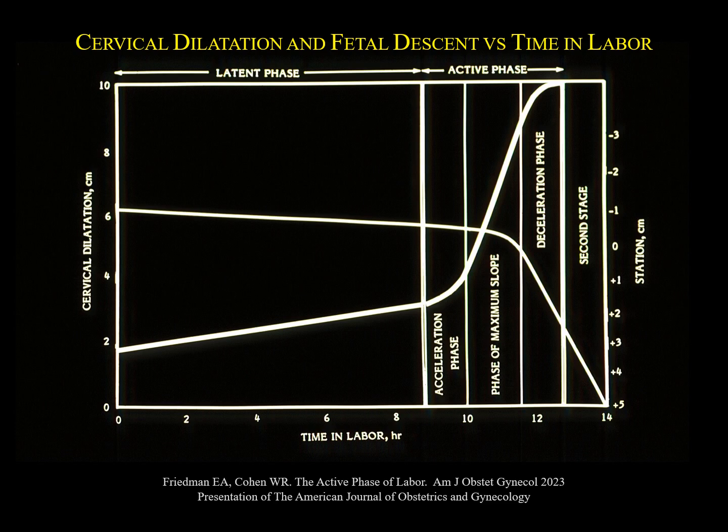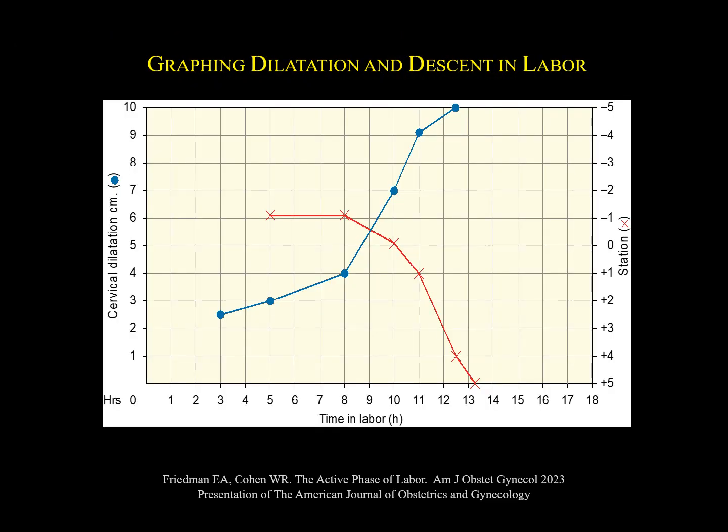The lower limits for the normal rates of active phase dilatation are about 1.2 centimeters per hour in nulliparous and a more rapid rate of 1.5 centimeters per hour in multiparous. Plotting serial vaginal examinations on a square-ruled grid, as shown here, allows accurate identification of the beginning of the active phase and prompt recognition of dysfunctional labor progress.